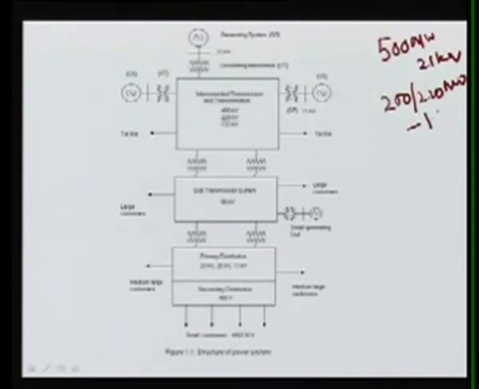They normally generate at 16 kV. And for the remaining 100 or 110 megawatt generating stations, the generating voltage is normally 11 kV also. So we use the generating transformer to lift the voltage to either 400 or 220 kV, or even 132 kV, depending upon the evacuation of power from these generating stations.